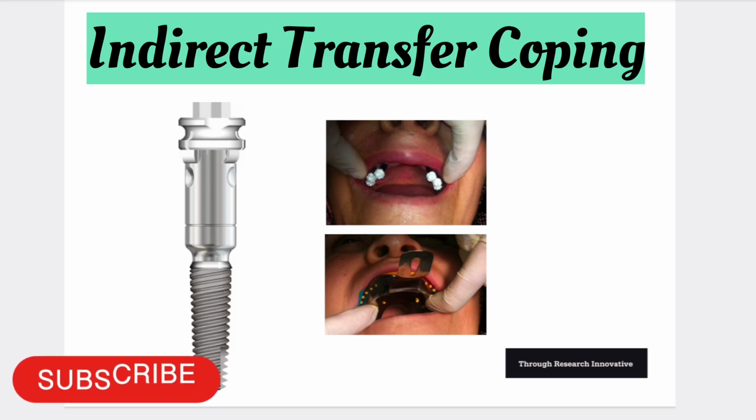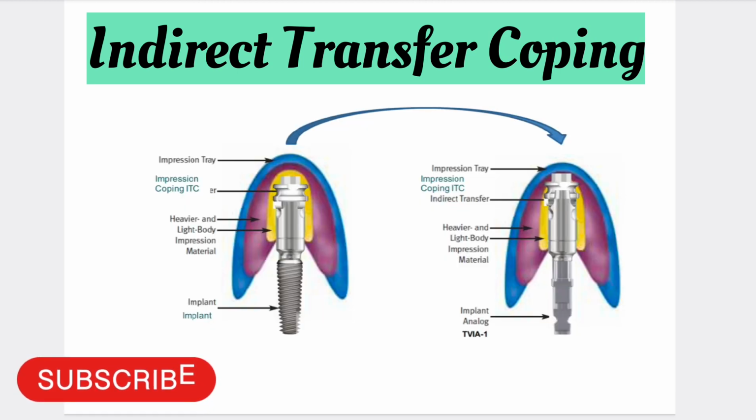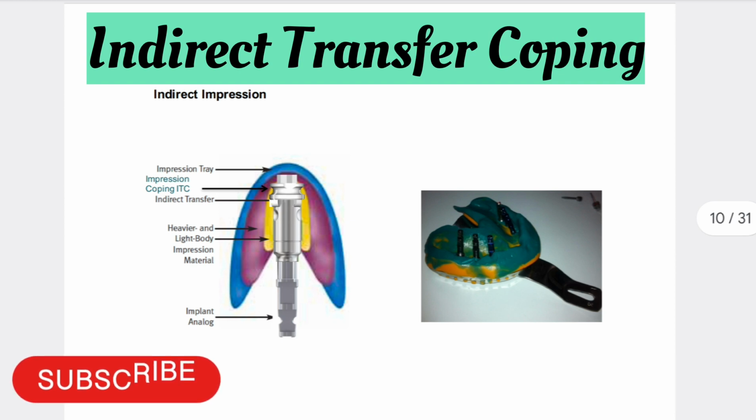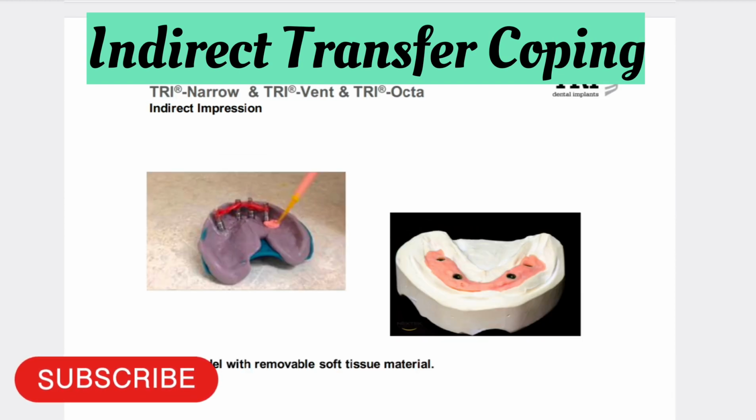Indirect transfer coping. Indirect transfer coping uses impression material with elastic property, and this coping is screwed into the abutment or implant body and remains in place when set impression is removed from the mouth. This coping is parallel sided or slightly tapered to allow ease in removal of impression.